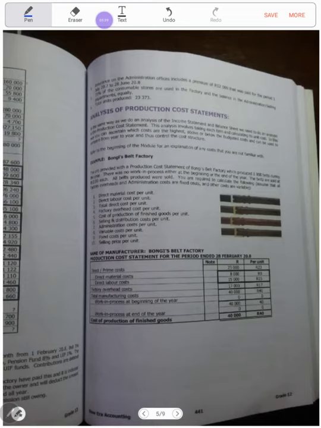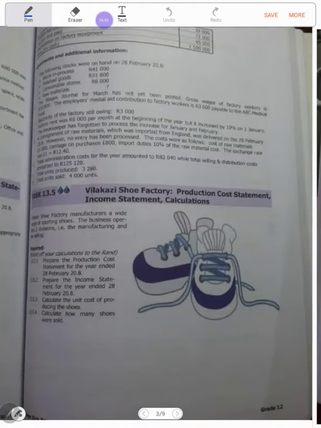Number 5, 75% of the consumable stores are used in the factory and the balance in the administration and selling department equally. And then they tell us how many units have been produced during this year, 23,373. So based on that information, we can complete the following activity.